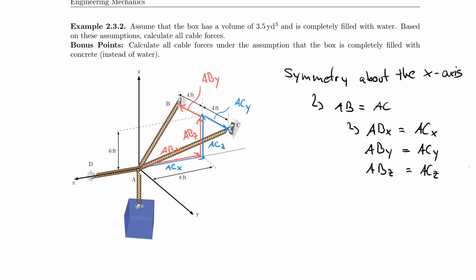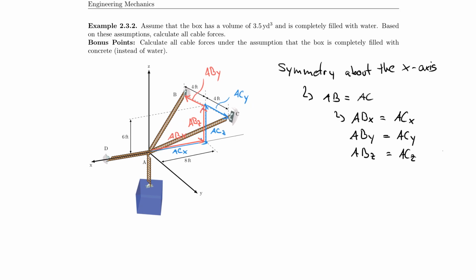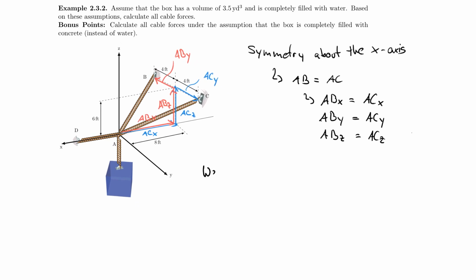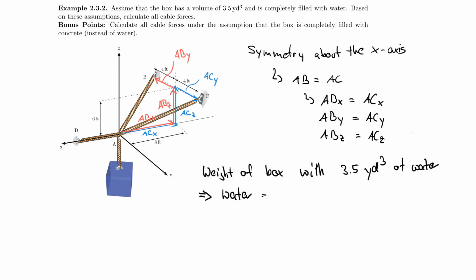So the first thing, of course, to do then is calculate how much force we have due to this completely filled box with water. So let's analyze that first. Weight of box with 3.5 cubic yard of water. And the first thing we need to know, and of course you know this already, you looked this up a long time ago, is that water in the imperial system has a weight of 62.4 pounds per cubic foot.